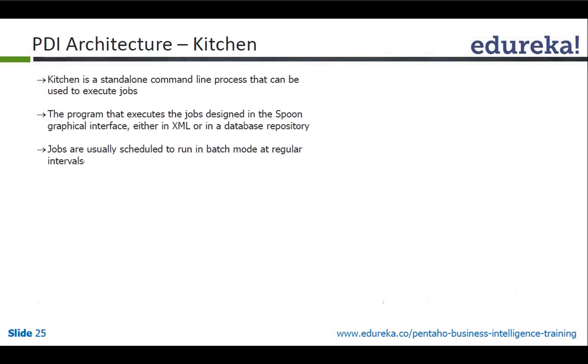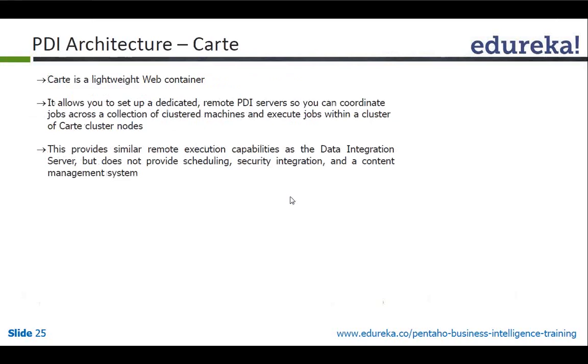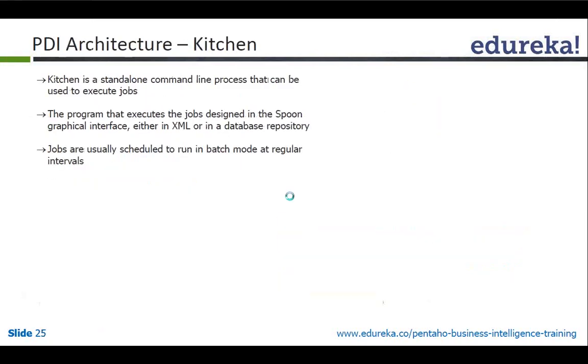Kitchen is used to execute your jobs. So this Pan is used to execute your transformation, whereas Kitchen is used to execute your jobs. Again, jobs can be scheduled with the help of Kitchen. So you can schedule in your Windows Task Manager, or if you're using Linux, it can very well go in cron jobs.